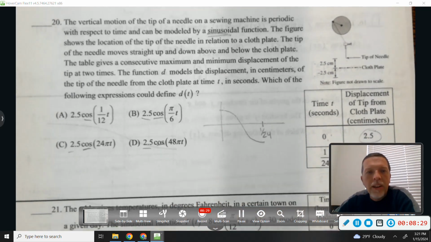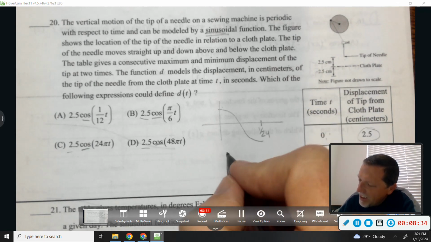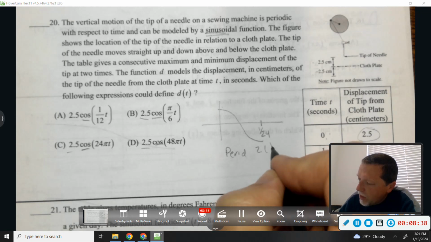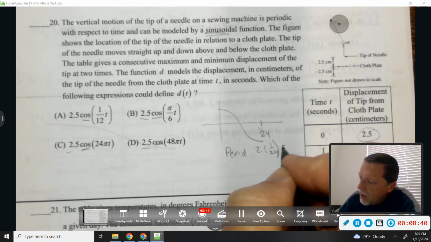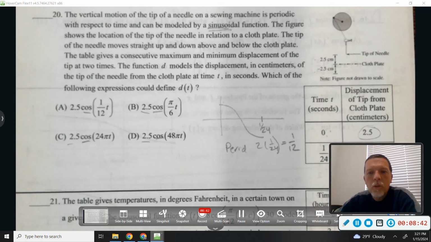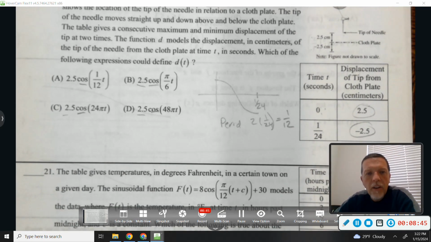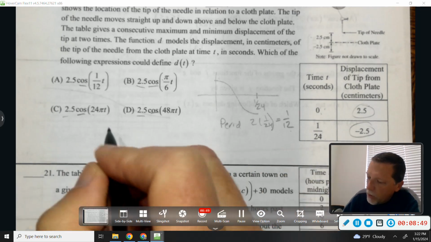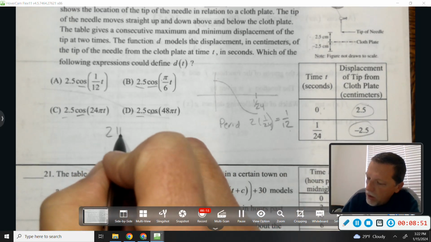That's not the period, right? That's half of the period. So that means my period is twice 1/24th. So that would be 1/12. So I need to figure out what B needs to be to land with a period of 1/12.